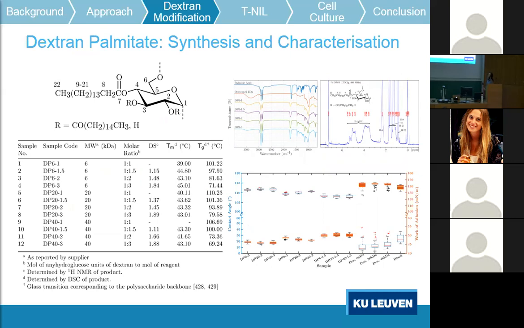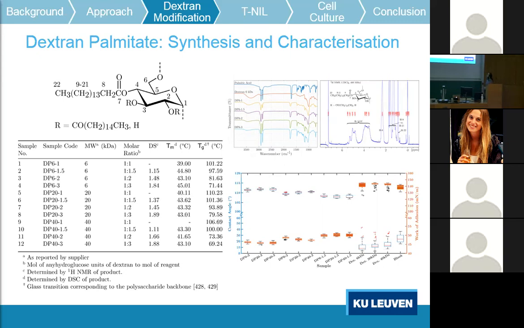And this degree of substitution is effectively the number of these three regions on the dextrin backbone that are replaced by a palmitic acid group. So the maximum degree of substitution you could have is 3. And the reason we would want to have various degrees of substitution is to theoretically be able to control the hydrophobicity or hydrophilicity of the material in the end.